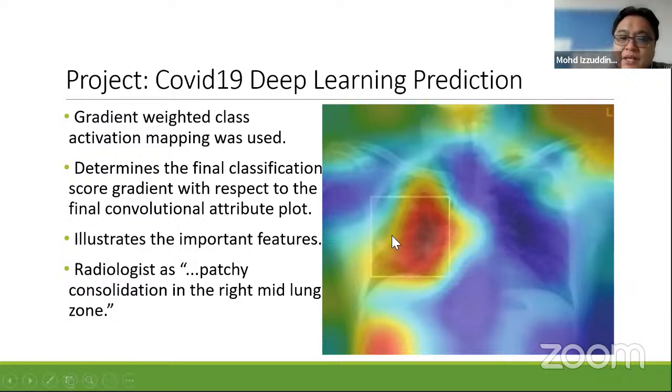So we have this heat map. The one with the bright red means these are the important features that will determine whether it is COVID or not. The yellow is not as important as the red, but still important, but not the blue. They are not important. Once we zoom in, we find out that these features are somewhere in the right mid-lung zone. This actually confirms what the radiologists say, that usually COVID patients have this patchy consolidation. Consolidation means that there's liquid that accumulated in their right mid-lung zone.